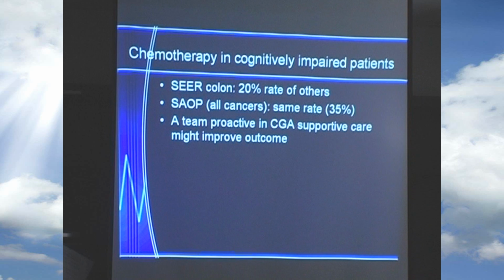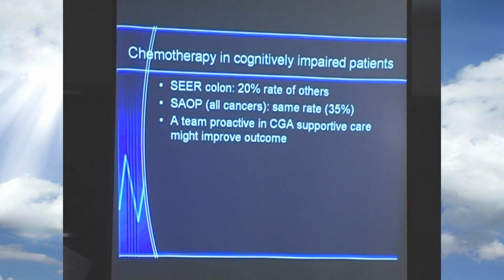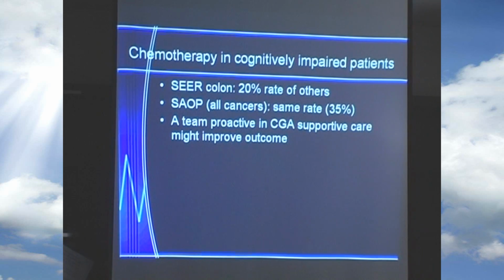What about cognitively impaired patients? Okay. Here, I think we have a very interesting piece of data. If you look at the SEER registry, they get adjuvant chemotherapy for colon cancer at 20% the rate of other patients. Okay.